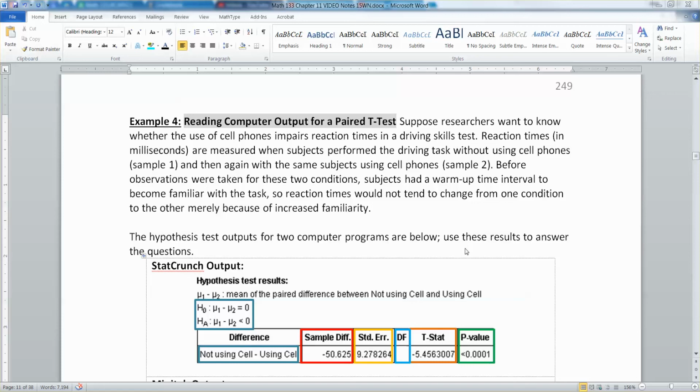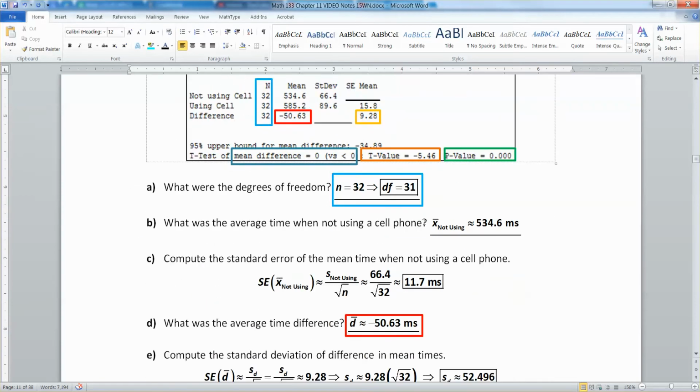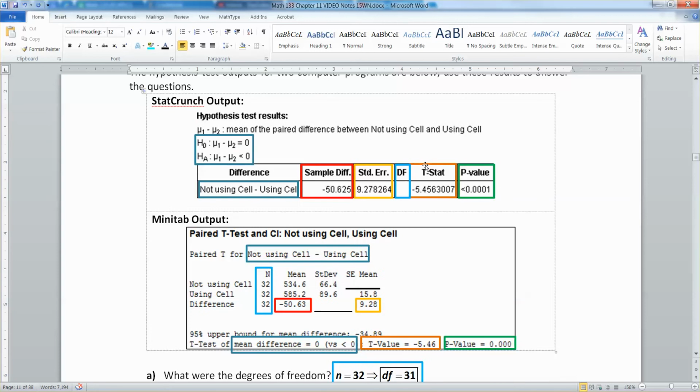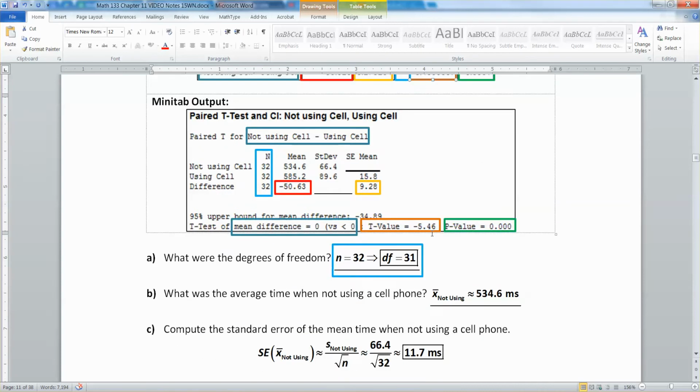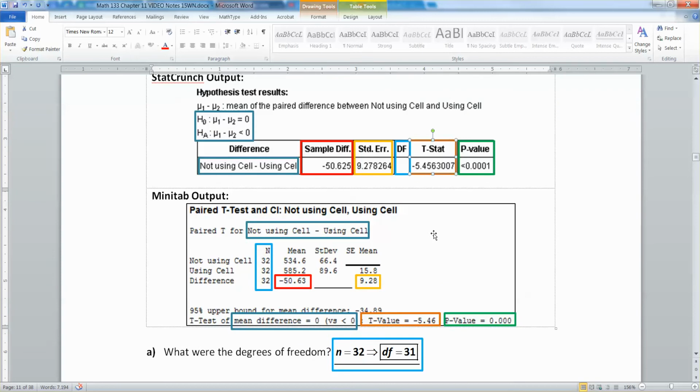We're continuing with our problem to see whether or not cell phone use impairs driver reaction times in a driving task. So we've done a lot of analysis. At the next point, they want to know the test statistic and the p-value. And I want you to notice that they've been highlighted right here for you in the computer output. The test statistic is your t-stat, it's t0, and your p-value is in green, right?